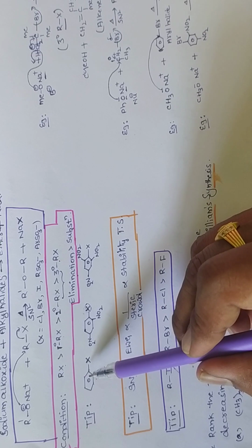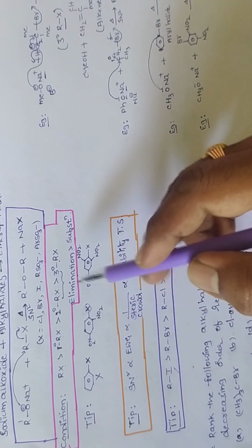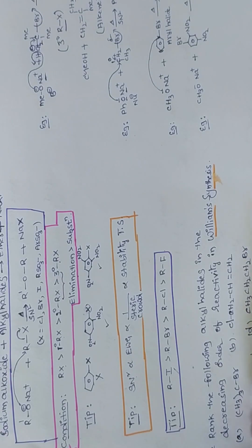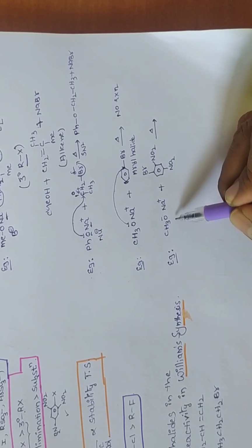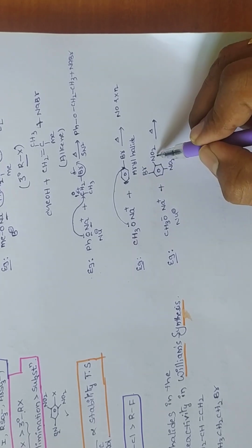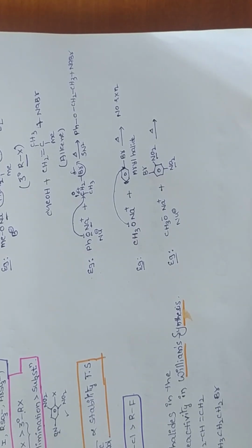Aryl halides do not undergo nucleophilic substitution reaction, but if electron withdrawing groups are present, they will undergo a nucleophilic substitution reaction. Now here, sodium methoxide is the nucleophile. Here electron withdrawing groups are present. NO2 is the strong electron withdrawing group.